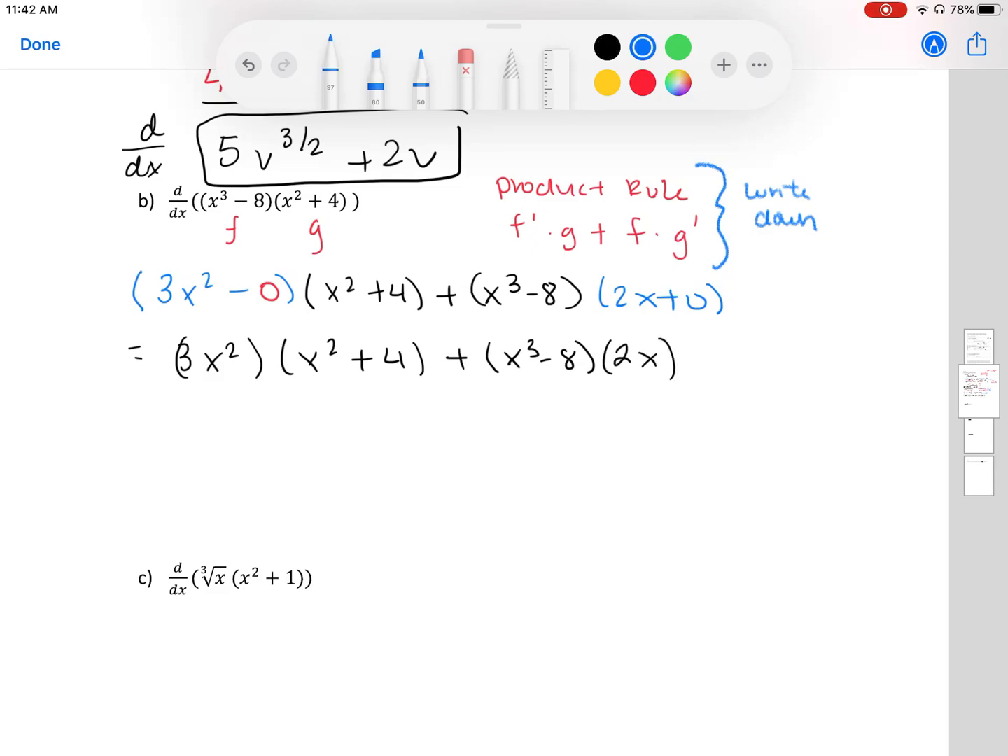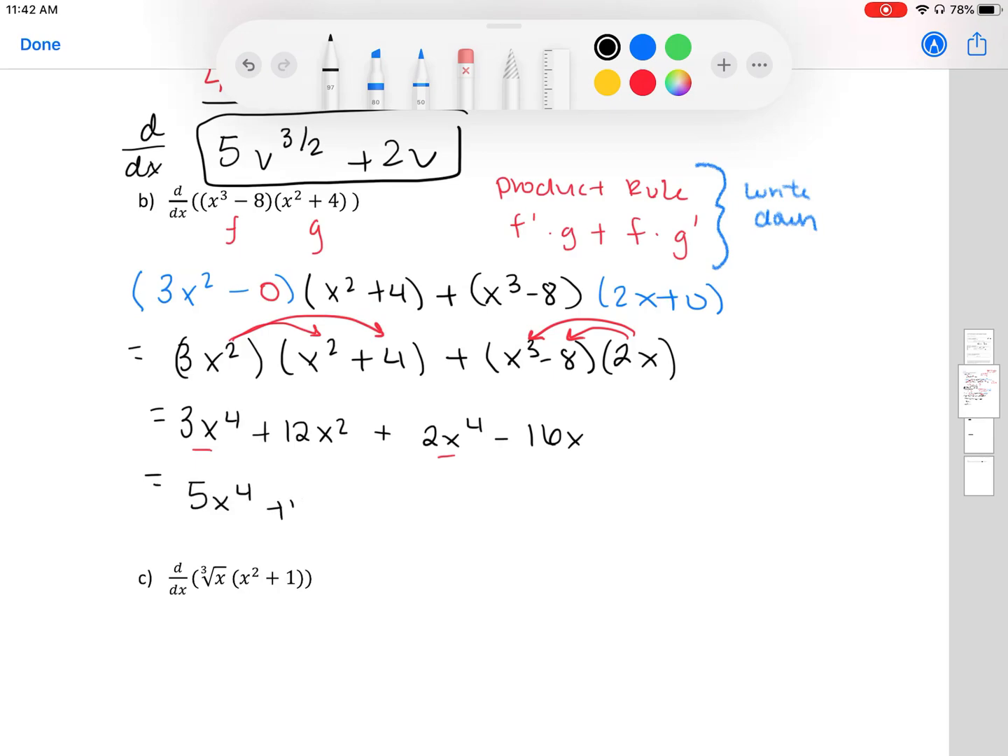Okay, let's multiply it in. And yes, even after all that schooling, I still have to draw those arrows, otherwise I make silly mistakes. So I have 3x to the 4th plus 12x squared plus 2x to the 4th minus 16x. Let's combine some like terms. I see we have some x's to the 4th power. So 3 plus 2, we have 5x to the 4th power plus 12x squared minus 16x.